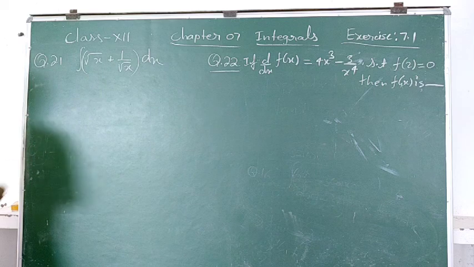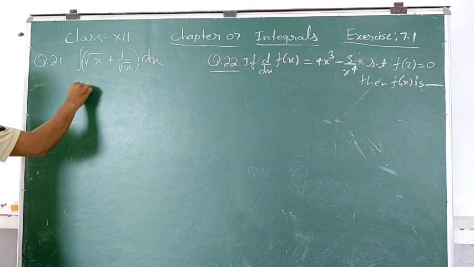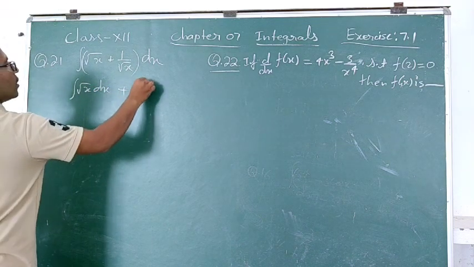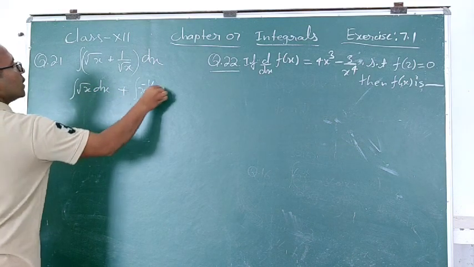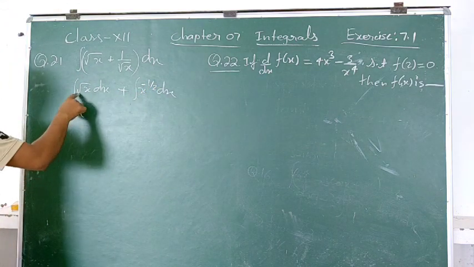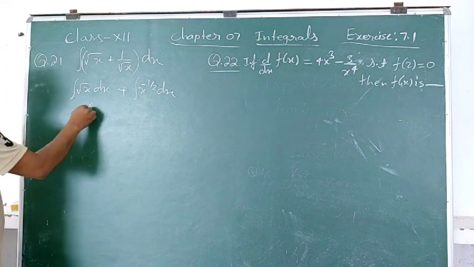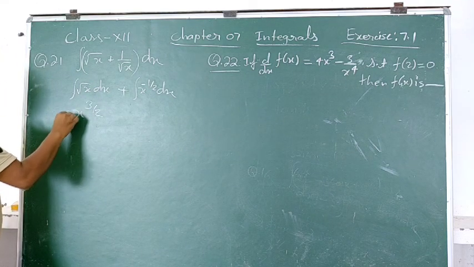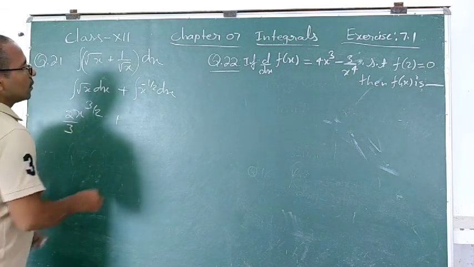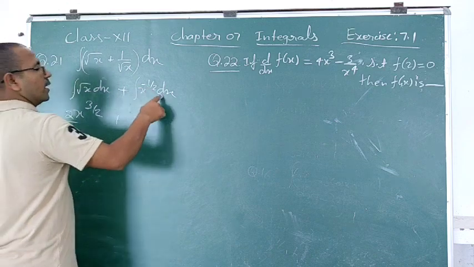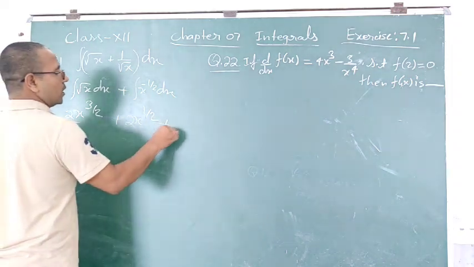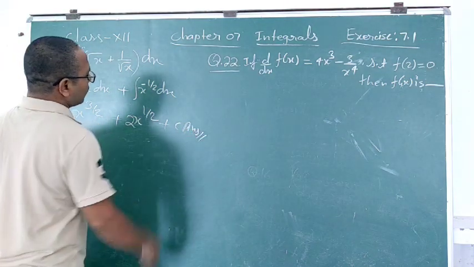So root x integral root x dx plus this can be written here x to the power 1 by 2 minus 1 by 2 integral dx. So integrate this one, how much will you get here? x to the power 1 by 2 plus 1, 3 by 2, and again 3 by 2 can be written as 2 by 3. Plus, x to the power, if you add it, you will get 1 by 2. Again 1 by 2 can be written here as 2, and plus c. So this much is the answer.